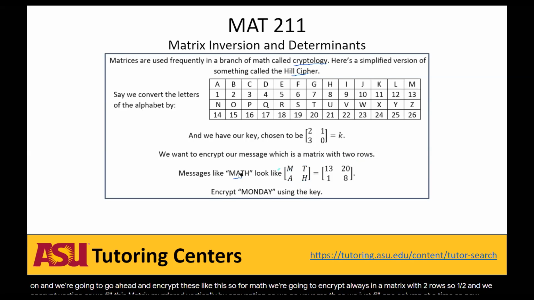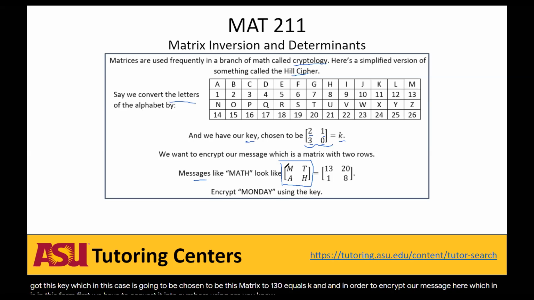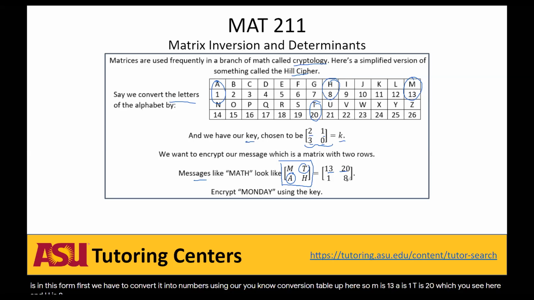So now we've got this key, which in this case is going to be chosen to be this matrix 2, 1, 3, 0 equals K. And in order to encrypt our message here, first we have to convert it into numbers using our conversion table up here. So M is 13, A is 1, T is 20, which you see here, and H is 8. So we just substitute the numbers in.